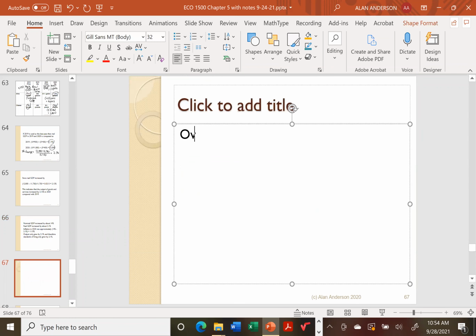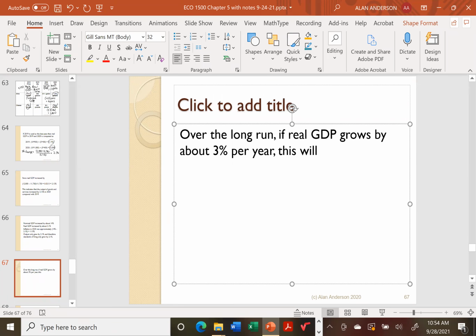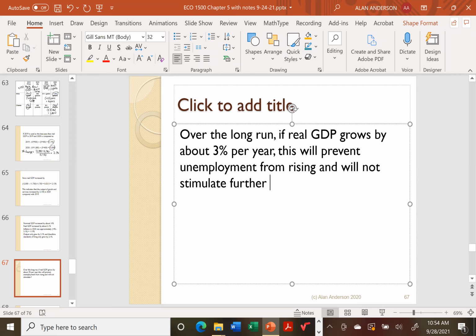Over the long run, an economy should be able to, or let's put it this way, if real GDP grows by about 3% per year, this will prevent unemployment from rising and will not stimulate further inflation. In other words, this is more or less what the economy is capable of doing without inflation rising.